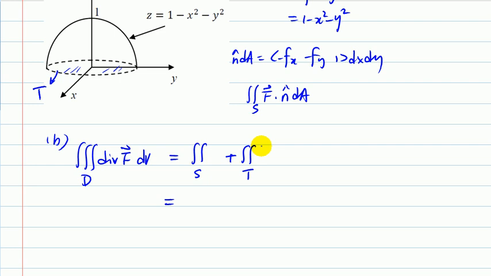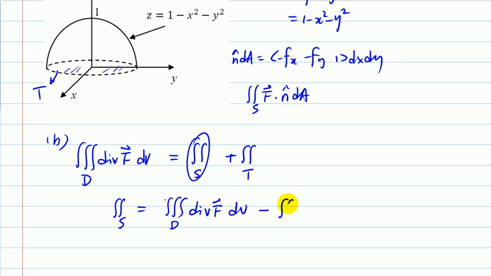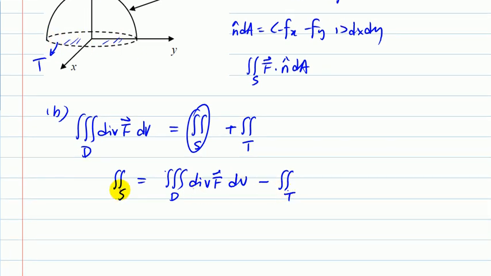The paraboloid integral is what I want to know. So if I use the divergence theorem, this surface integral for the paraboloid will be the divergence integral, the left side, minus the surface integral on the bottom. Let's calculate these two terms to obtain the surface integral, which should be exactly the same as what you obtained in part A. You can examine which one is easier.